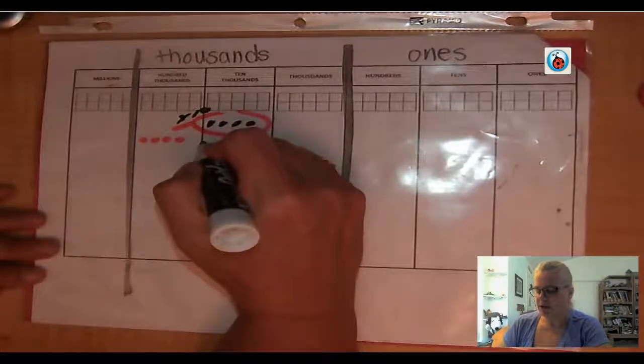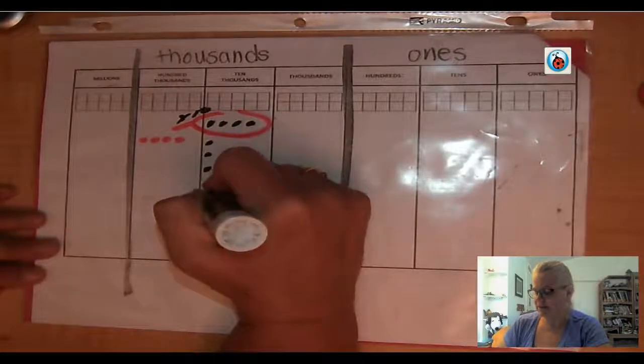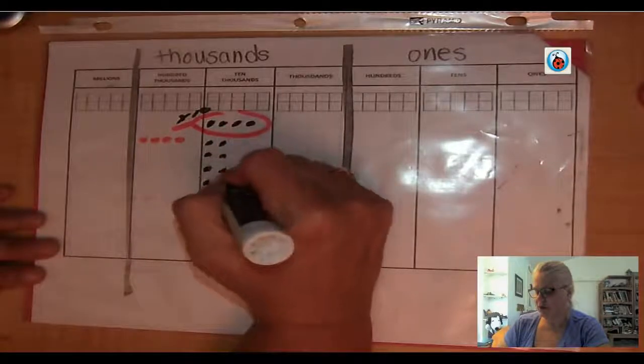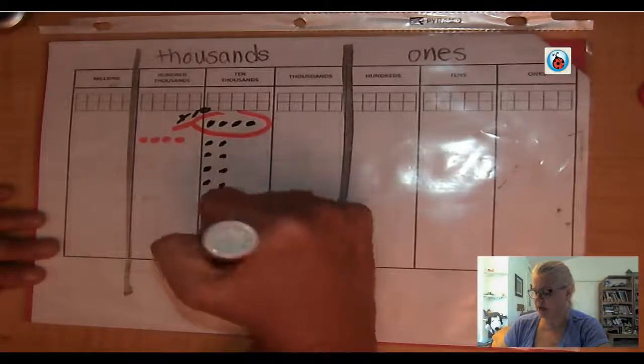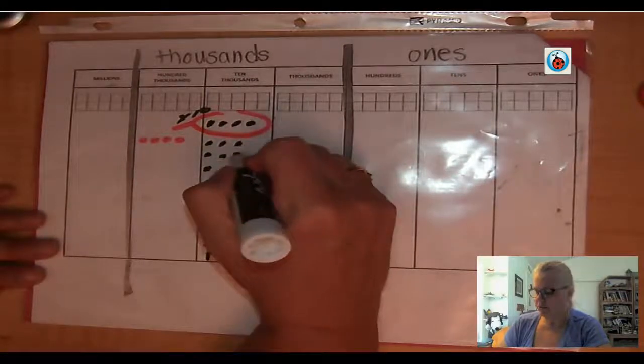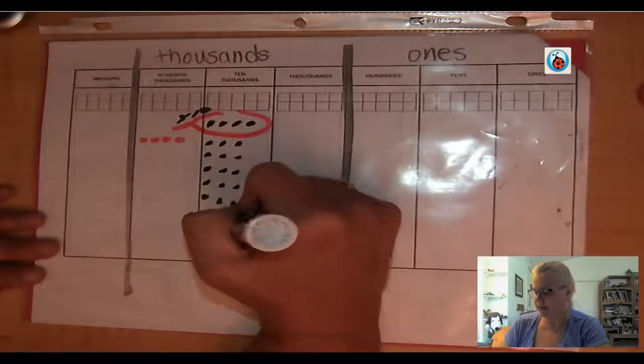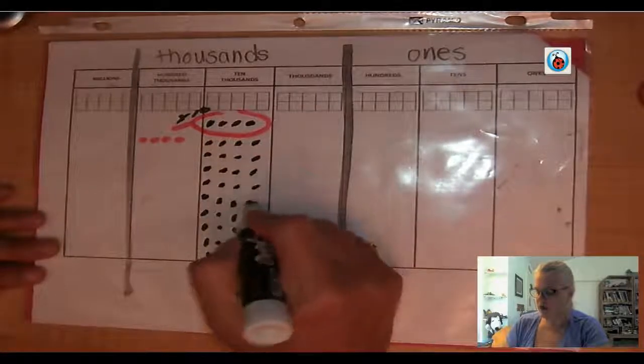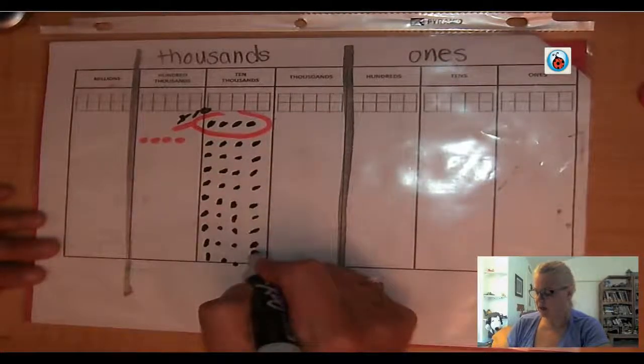So it would be 1, 2, 3, 4, 5, 6, 7, 8, 9, 10, and the same count of 10 for each of the 4 discs.